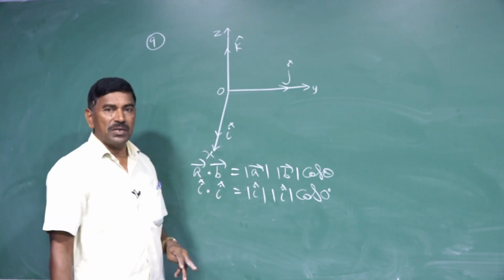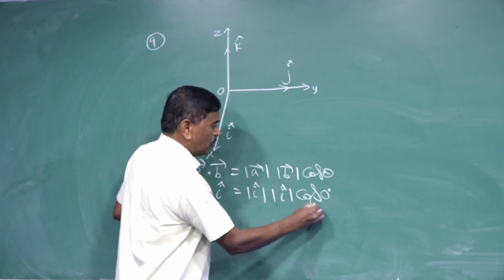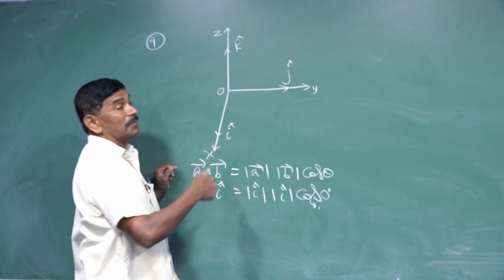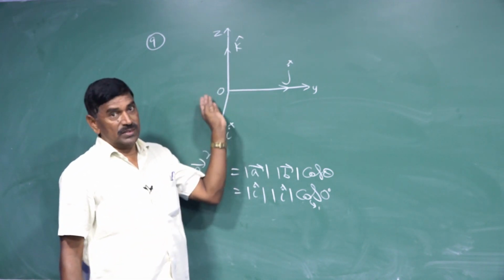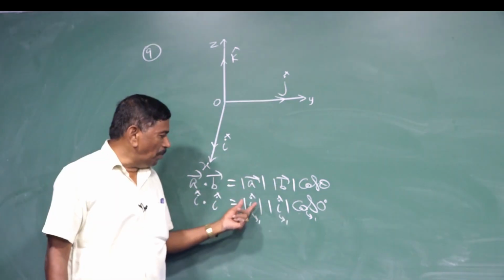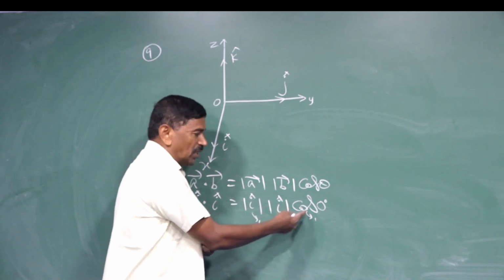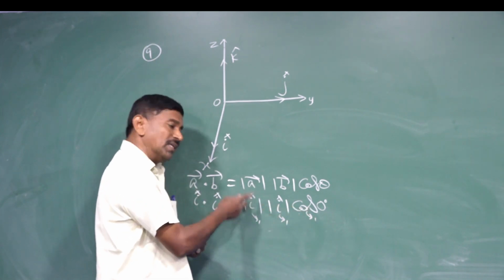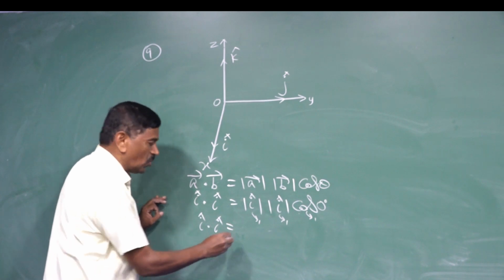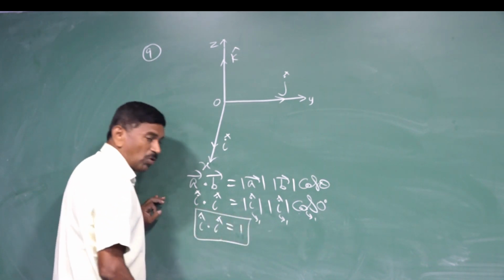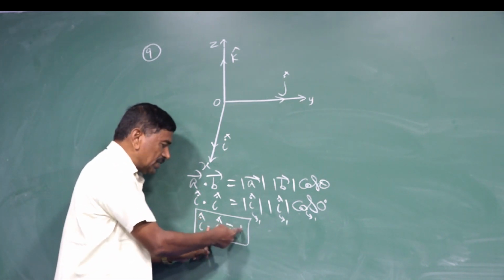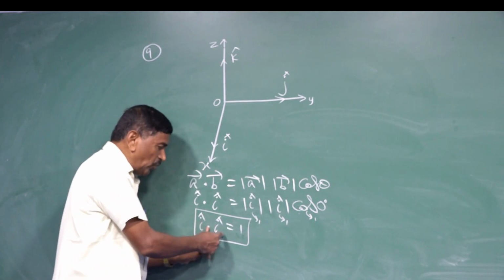Now simplify yourself. Cos 0 is 1. Next step: here i cap, j cap, k cap are perpendicular unit vectors. Unit vectors means its magnitude is equal to 1. So modulus i cap is 1, and cos 0 is 1. So 1 into 1 into 1 is 1, which is i cap dot i cap. I cap dot i cap is equal to 1. What is the meaning of this? The dot product of a unit vector with itself is equal to 1.